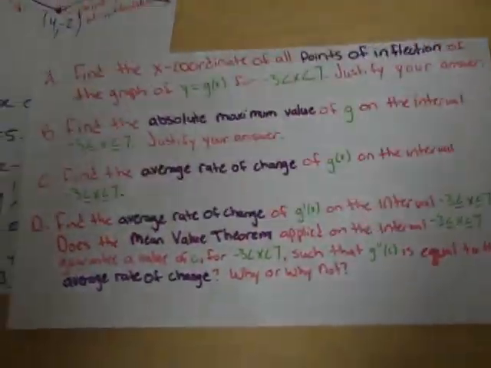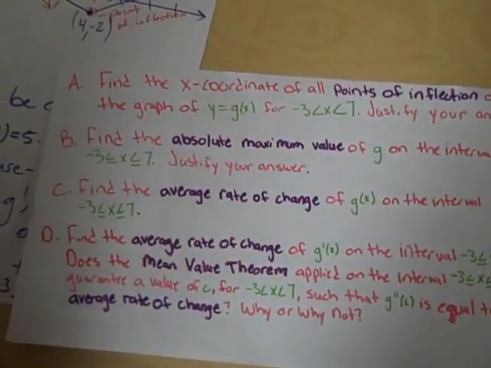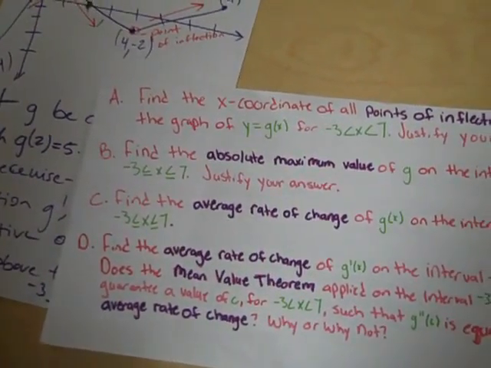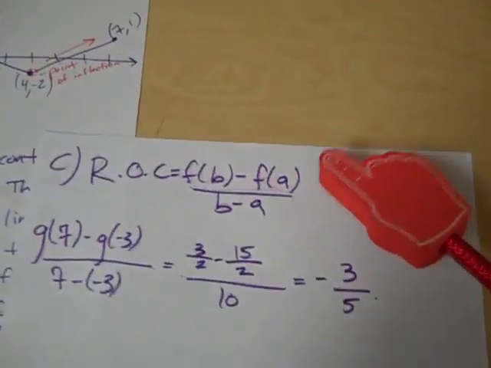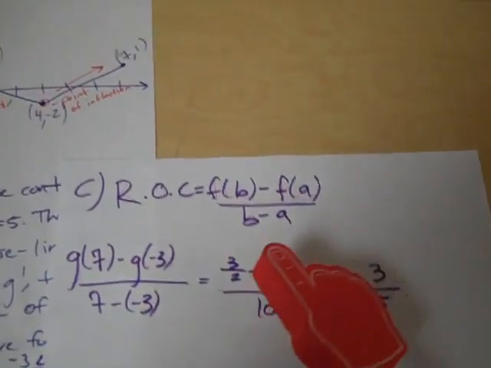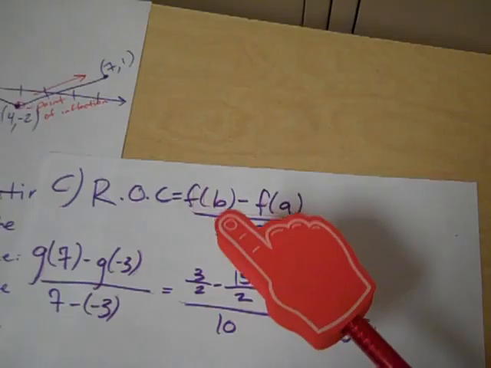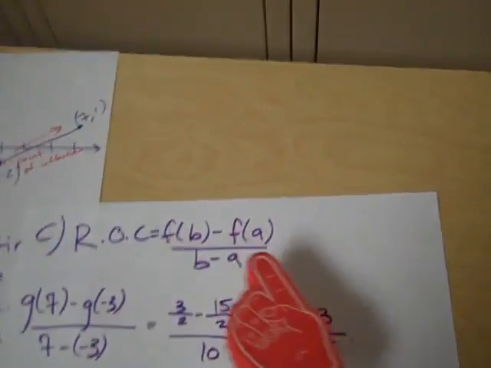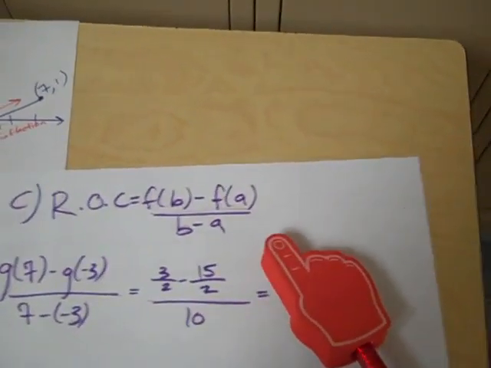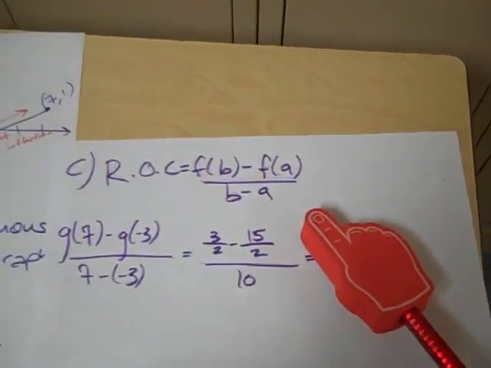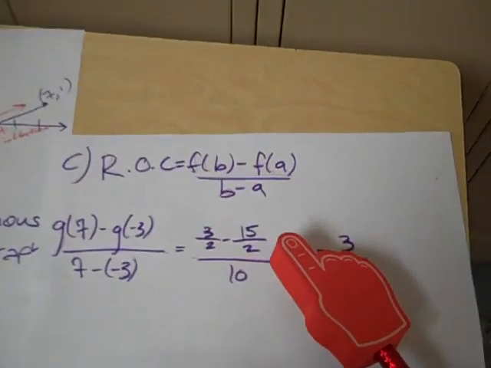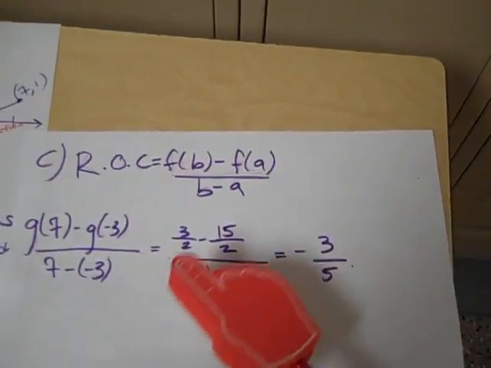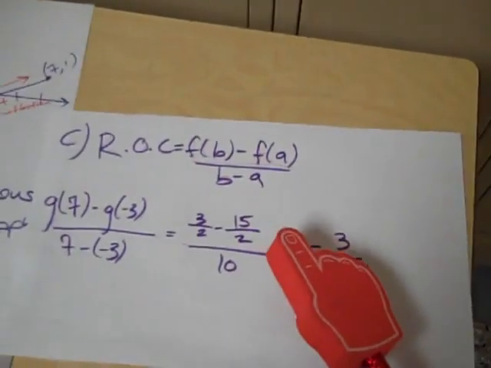Find the average rate of change of g of x on the interval negative 3 is less than or equal to x, which is less than or equal to 7. Now for this question, you have to remember, or if you have not learned, you have to use your rate of change formula. The rate of change formula is as follows: f of b minus f of a over b minus a. Now from our previous information given to us, we know that 7 is b and negative 3 is a.